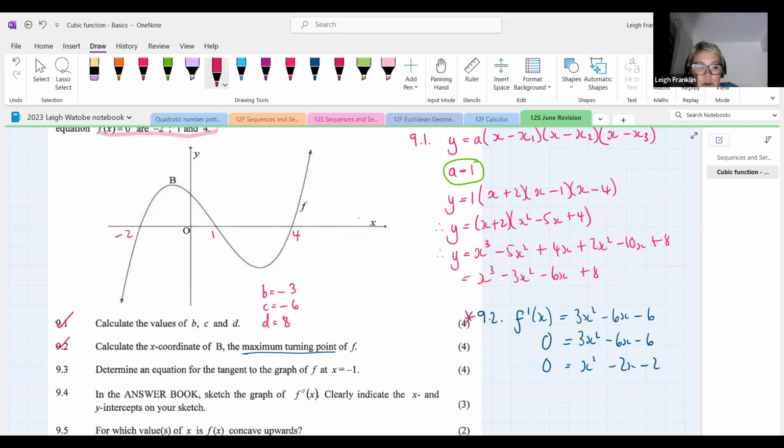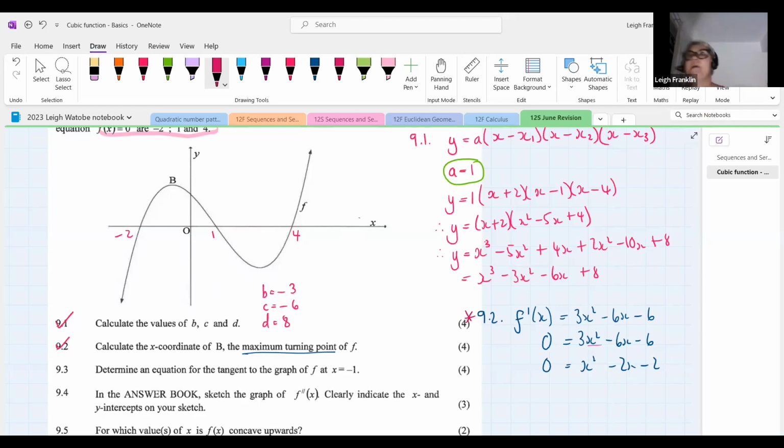For the maximum turning point, we've got to use the first derivative. Okay, so we know that f of x is equal to x cubed minus 3x squared minus 6x plus 8. That means our first derivative here in blue on the right-hand side is 3x squared minus 6x minus 6. We've got to make it equal to 0 because we're calculating the coordinates at the turning point where the gradient is 0. If we divide through by 3, we would end up with x squared minus 2x minus 2.